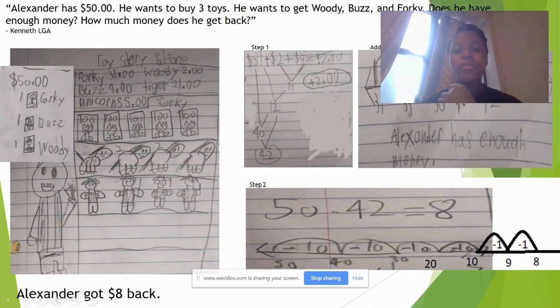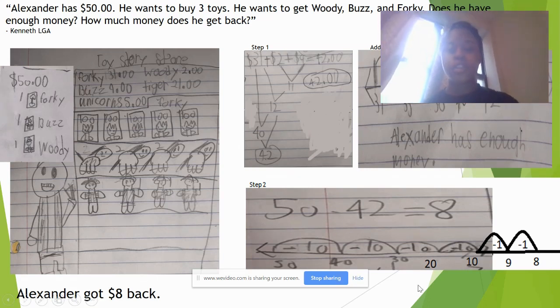All right, now, friends, something that I want to point out before we start looking at some other problems. You'll notice Kenneth earlier mentioned that he didn't have enough space to solve for step 2. But then here's what it would have looked like. He was subtracting 42, and so he had 50, 40, 30, 20, 10, and then he subtracted 2 more and got 9 and 8.